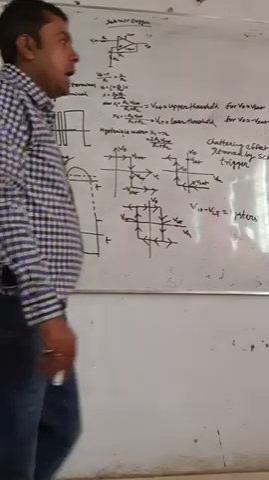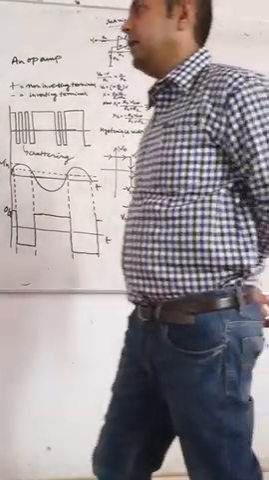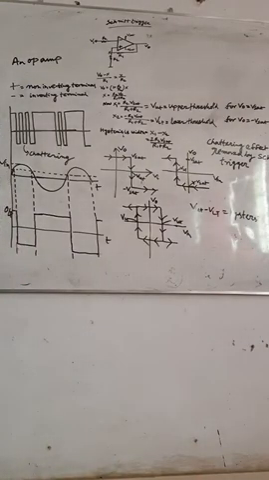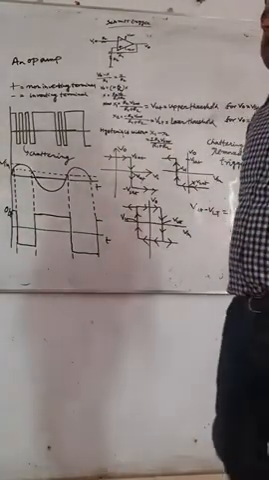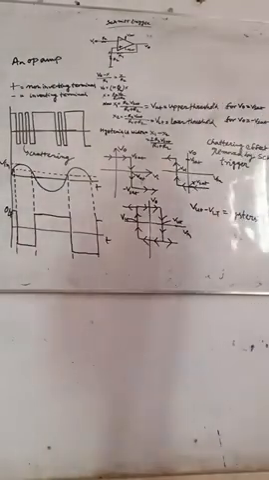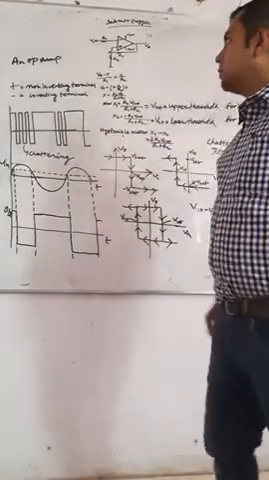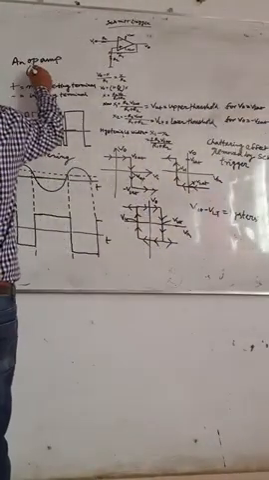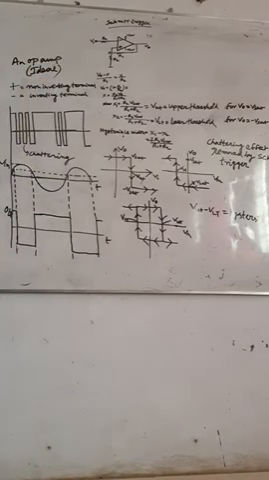Basically we are dealing with an ideal op-amp. There are some characteristics of an ideal op-amp: very high common mode rejection ratio, infinite voltage gain, infinite input impedance, zero output impedance, and infinite bandwidth. These are the characteristics of an ideal op-amp. Here, we will consider this op-amp to be in ideal condition.